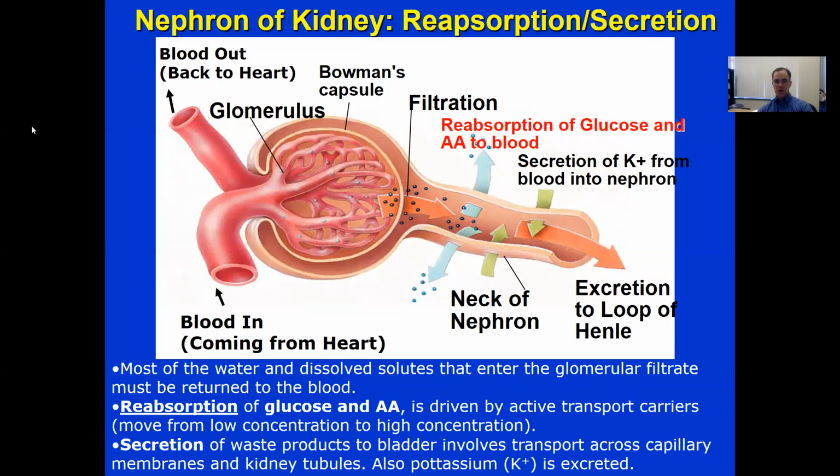Notice here the blood is going to come in. It's coming from the heart into the Bowman's capsule. What's happening here is the electrolytes are being filtered into the renal tubular system, into the neck of the nephron. And you notice the reabsorption of glucose and amino acids. Also, you're going to have secretion of potassium from the blood into the nephron. You also are going to have the reabsorption of sodium. It's important to understand the difference between the two.